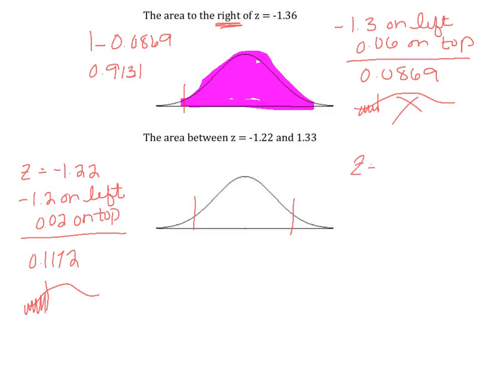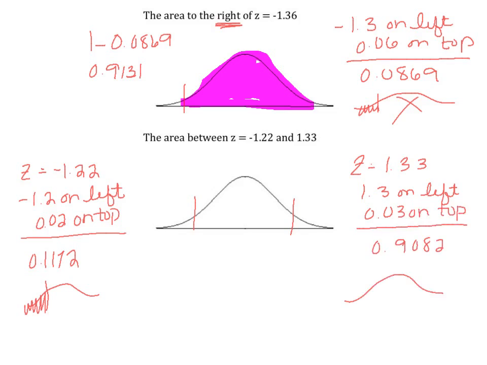If we look at the z-score of 1.33, we'll look for 1.3 on the left. And we'll look for 0.03 on top. And we'll see they collide at 0.9082. So again, this is automatically shaded to the left-hand side. We want to know in the middle of those two. So to find in the middle, we'll subtract. So 0.9082. So take the bigger minus the smaller. And we'll see it's 0.7970 is in between here.